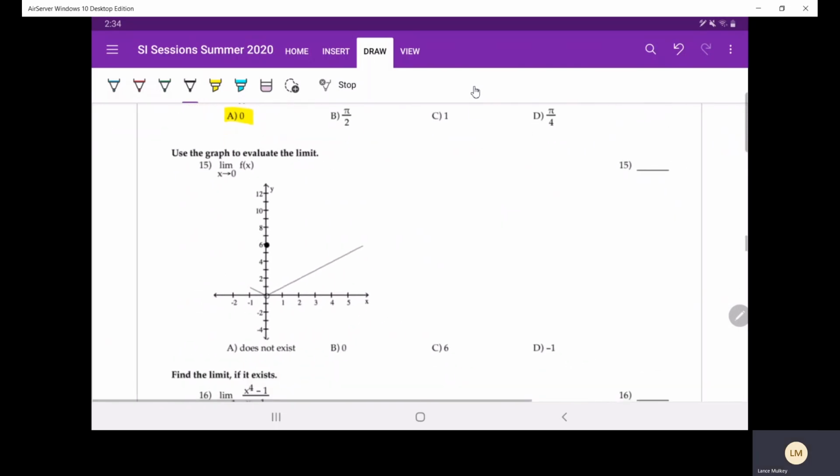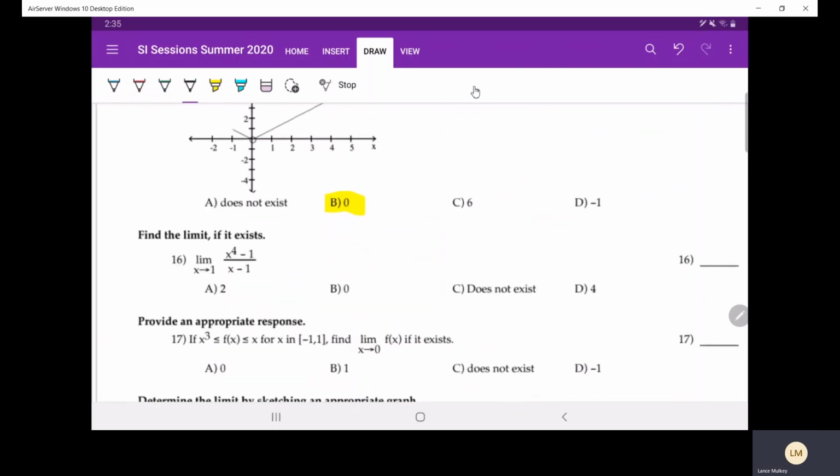Find the limit of the function as x approaches 0. So the limit as x approaches 0. The limit from the left is 0. The limit coming from the right is 0. So the limit of the function is 0. Finally in the calculus. Hallelujah.